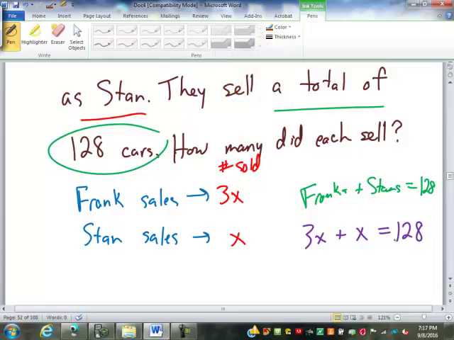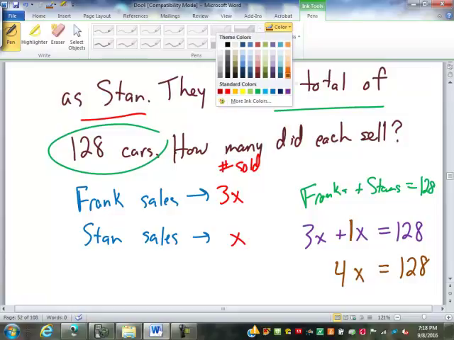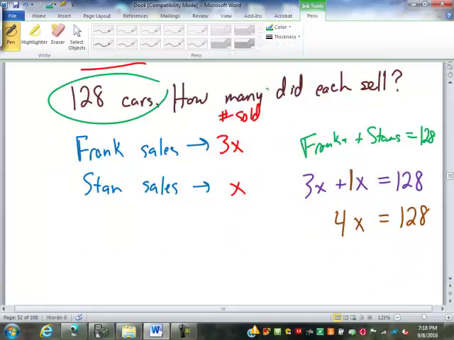So now what do we do? Yeah, we combine the X's. Now it's not there, but this is another spot where we said that's really a 1X. So 3X and 1X make 4X. 4X equals 128. So we solve by dividing by 4. X equals 32.